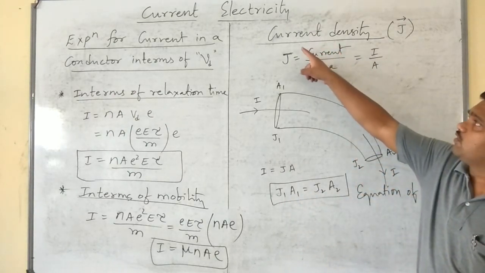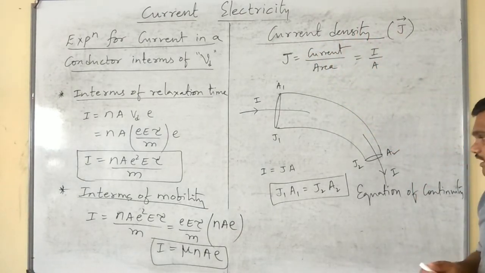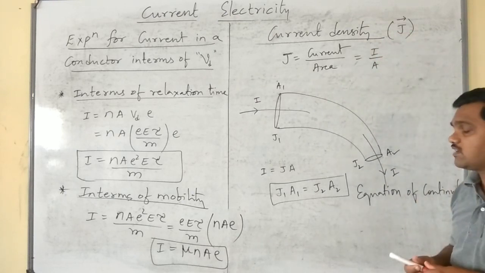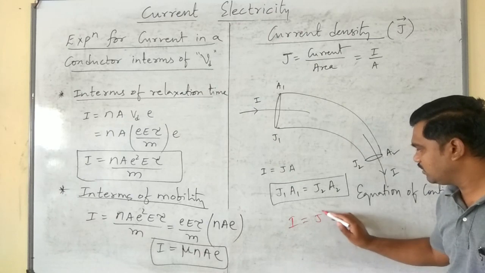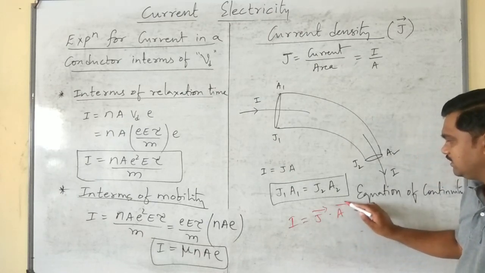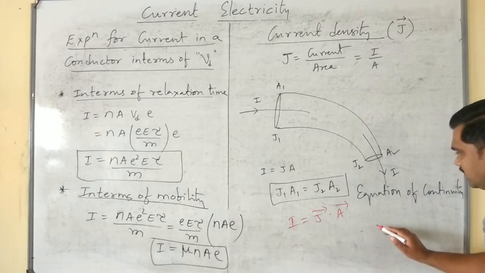A few minutes ago I spoke about current density. It is a vector quantity. How to represent J in vector form is very simple. I is equal to J dot A. It is the dot product of two vectors. Okay.